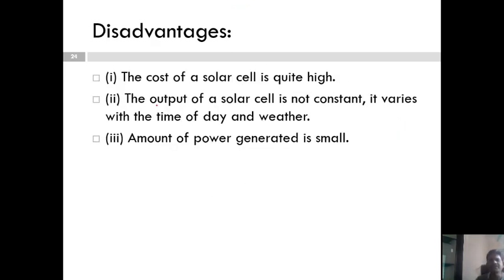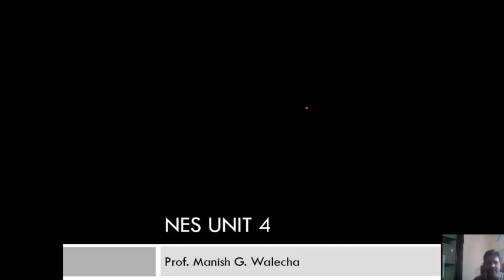What are the disadvantages? The cost of the solar cell is quite high, very high cost. The output of the solar cell is not constant; it varies with time, day and weather because it depends upon solar energy, and solar energy fluctuates. So the power generated by this photovoltaic cell is not constant; it varies throughout the day, and when the weather changes, the power output also changes. The amount of power generated is very small, meaning the electricity generated by a photovoltaic cell is very little.